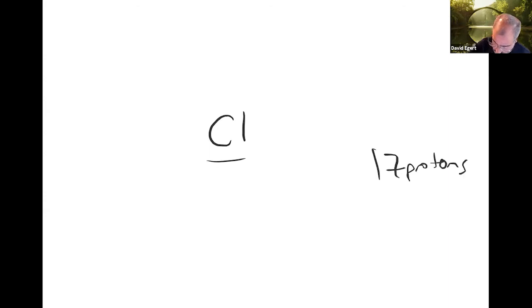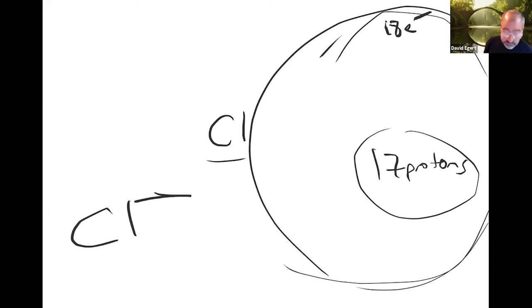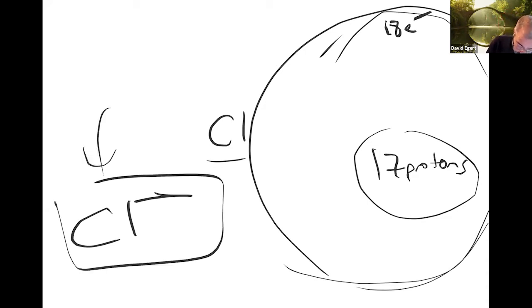Other common kinds of ions, like I said, are the ones from the second to last column in the periodic table. Specifically, chlorine is the one we'll look at. Chlorine is going to have 17 protons in the nucleus. It usually wants to grab an extra electron to complete its valence shell. So it's going to typically have 18 electrons, which means I'm going to end up with a Cl minus. If I have a negative ion, that's called an anion.